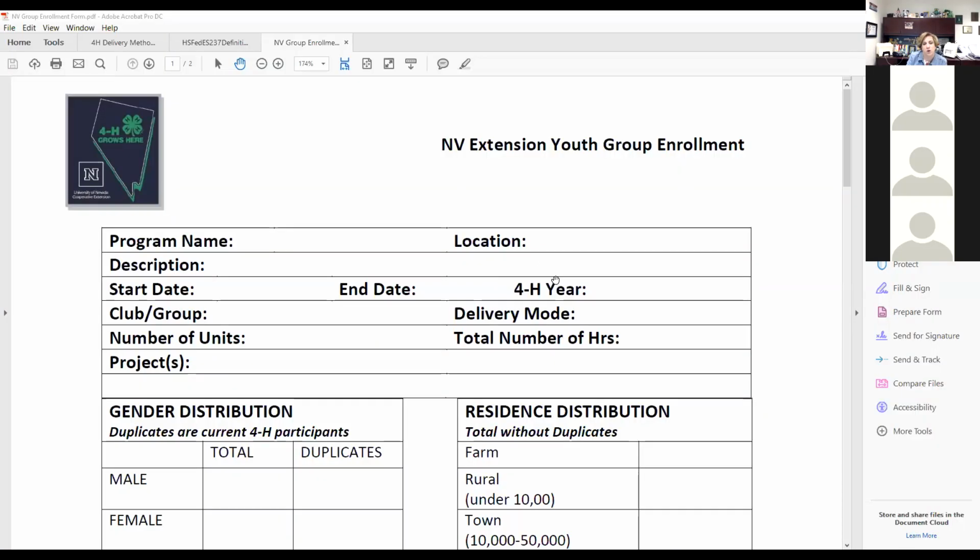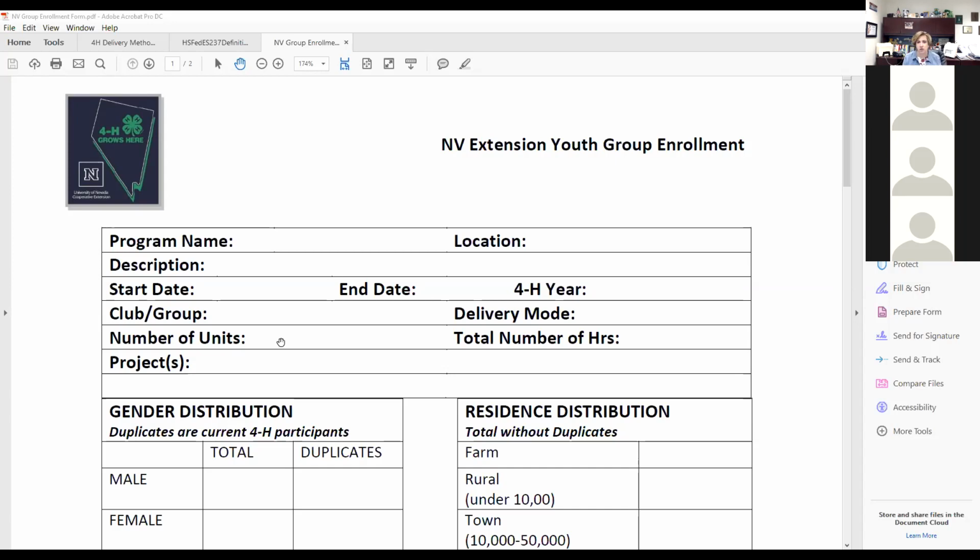So this would be your group enrollment form, and it follows exactly what 4-H Online asks you for when you're entering the data. What's the program name, where was it, the description, the start date, the end date, what year, and if it's a club or a group. So you will have to go into 4-H Online when you do a group enrollment. If you're at Sunnyside Elementary School, that would be your group name. What is the delivery mode? Was it after school, in school, etc.?